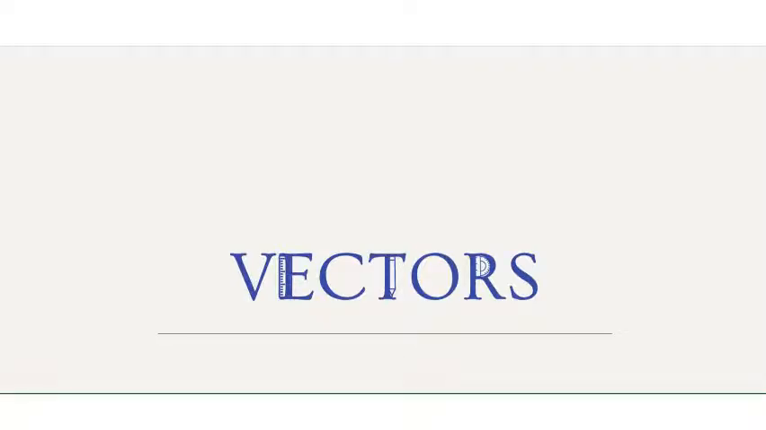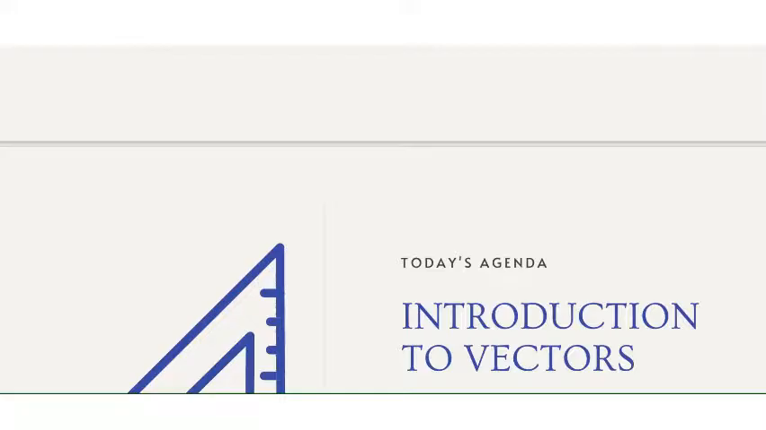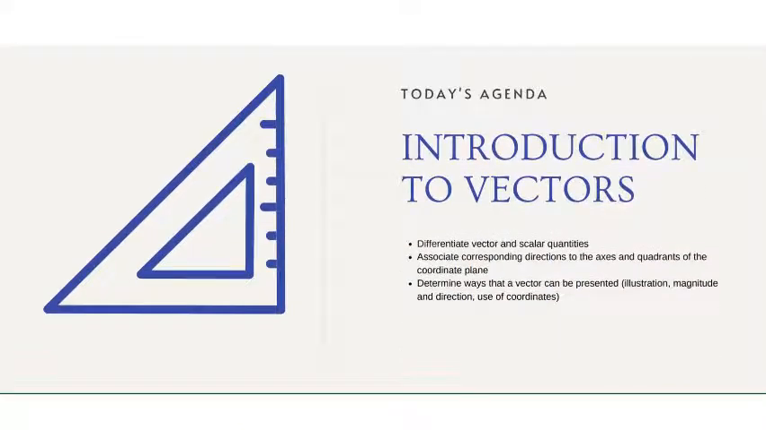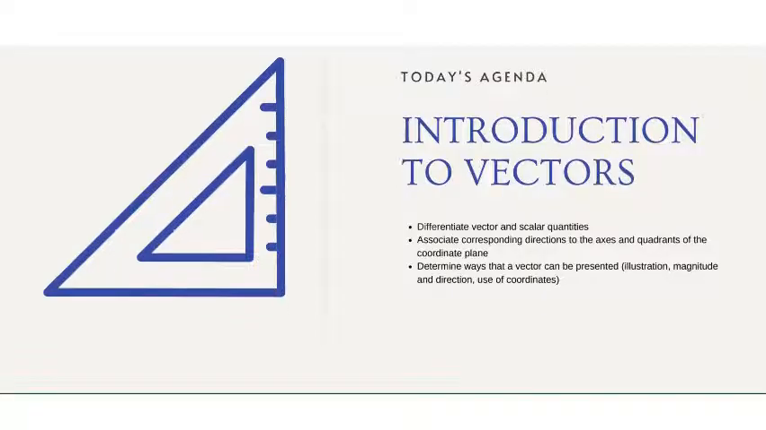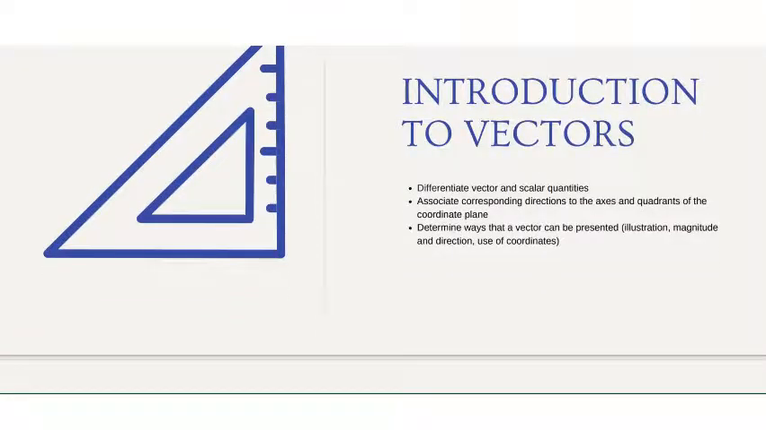Okay, so this will be a video on vectors. It will be 3 parts based on our agenda or our objectives. So, ang objectives natin, differentiate vector and scalar quantities, associate corresponding direction to the axis and quadrants of the coordinate plane, and determine ways that a vector can be presented either by illustration, magnitude and direction, or use of coordinates. So let's begin with differentiating vector and scalar quantities.